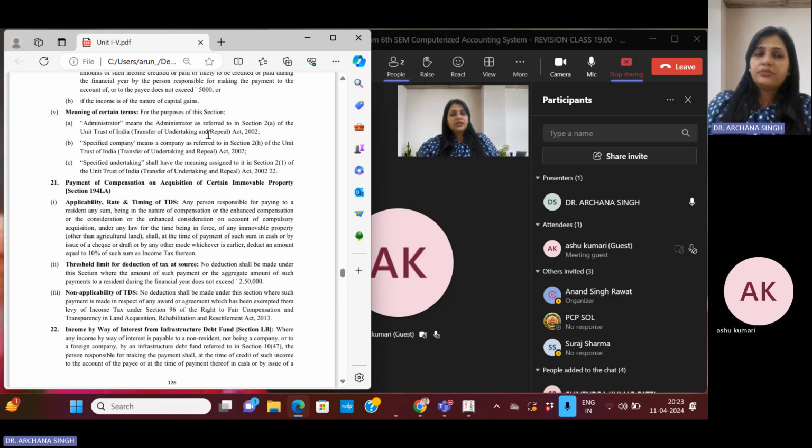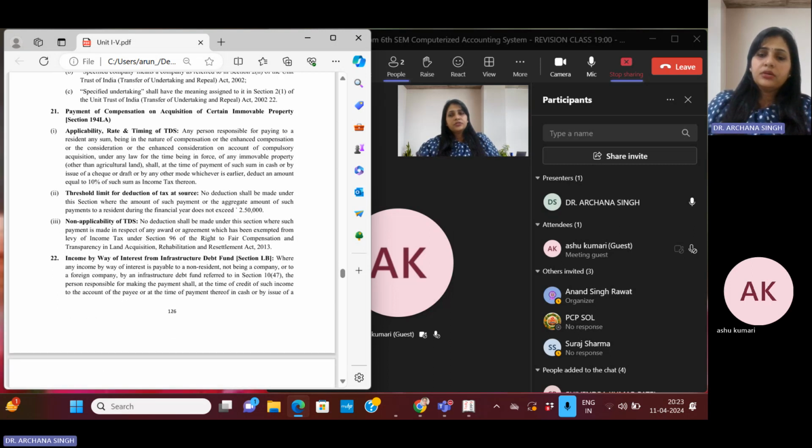Then specified company means a company as referred in Section 2(h) of the Unit Trust of India (Transfer of Undertaking and Repeal) Act 2002. Then specified undertaking again shall have the meaning assigned to it in Section 2(1) of the Unit Trust of India (Transfer of Undertaking and Repeal) Act 2002. Then payment of compensation on acquisition of certain immovable property, section 194LA.